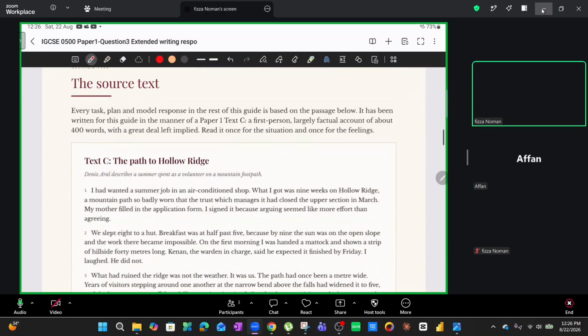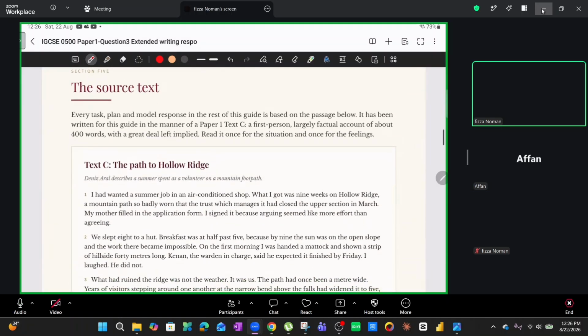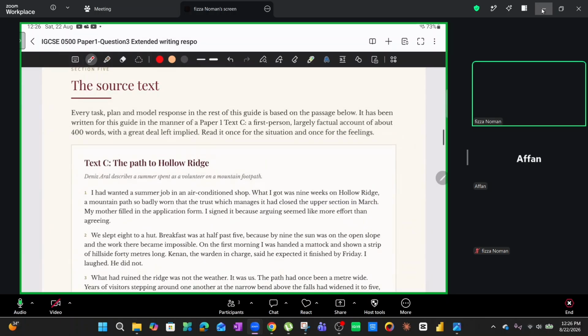Okay, yeah, now we have a source text. Every task, plan, and model response in the rest of this guide is based on this passage below. It has been written for this guide in the manner of a Paper 1 Text C, a first-person, largely factual account of about 400 words with a great deal left implied. Read it once for the situation and once for the feelings.